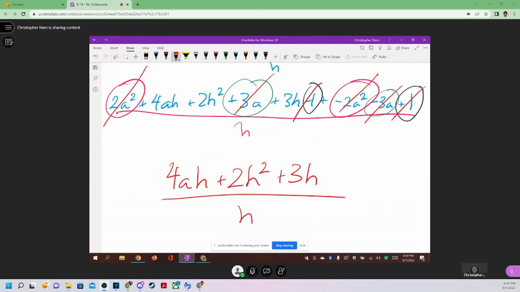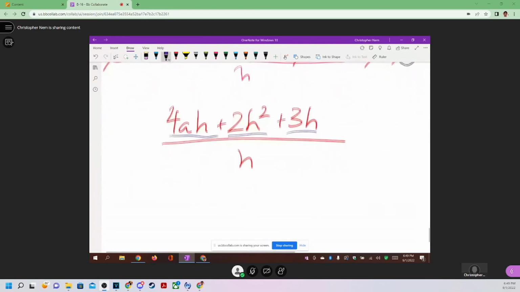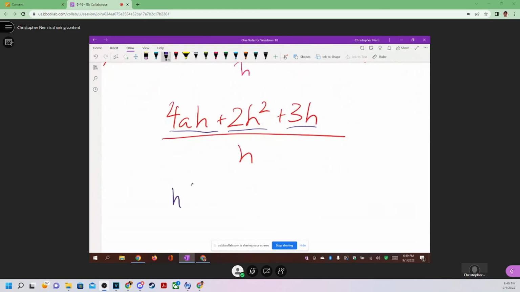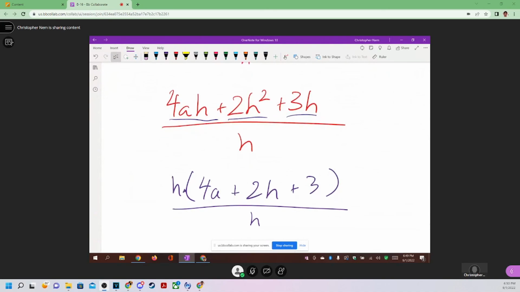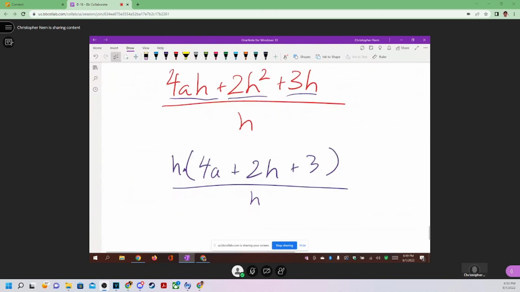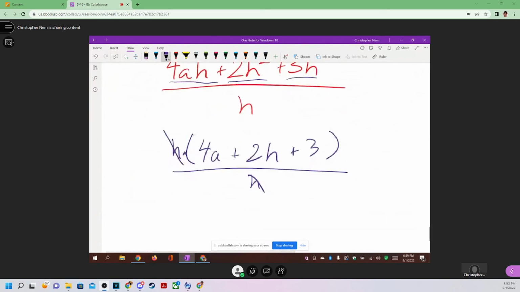And then it looks like you can't simplify anymore until you realize these all share an h in common. So you have to find the GCF, which is just h. Then if you take a factor of h out, you get 4a plus 2h plus 3 all over h. This is now multiplication. You have one term, and it's just multiplication of the factors. H cancels out. You're just left with 4a plus 2h plus 3.